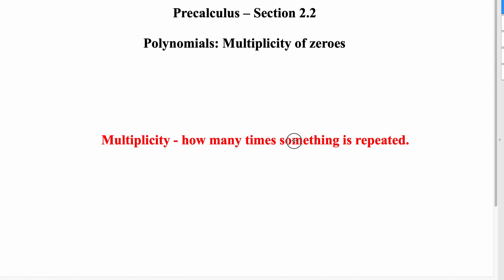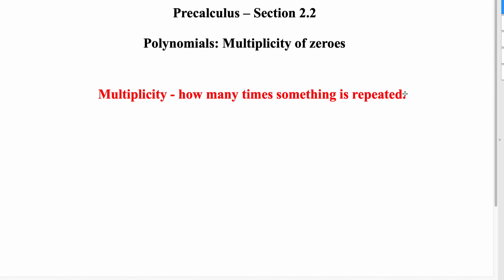So multiplicity of zeros is going to be something very specific. Multiplicity we're going to define in terms of how many times something is repeated. So you can have multiplicity 1 zeros, which means they're not repeated at all. Multiplicity 2, they're repeated twice, and so on. You've seen this before, you just may not have recognized it.